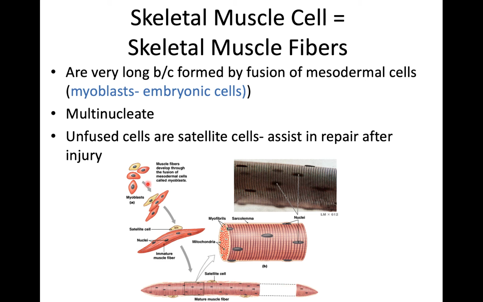Now, because you had fusion of hundreds of these myoblast cells, that means all of their nuclei fused as well. This means that a mature muscle fiber that is very long is going to contain hundreds of nuclei, which we call multinucleated. Those cells in yellow that do not fuse with the myoblast cells are called satellite cells, and if you notice, they're found on the perimeter of the muscle fiber. Again, the satellite cells are there to provide nutrients and help with muscle repair after potential injury.